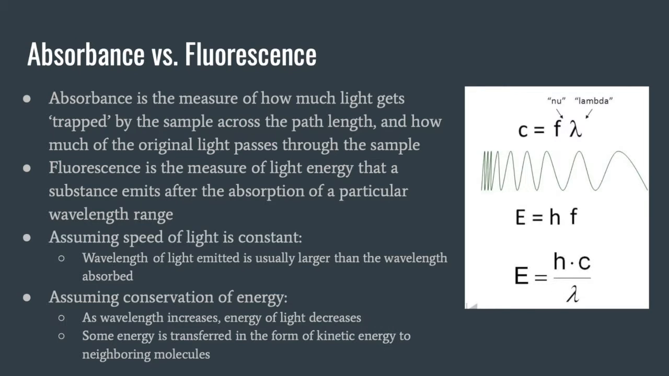Absorbance is the measure of how much light is trapped by a solution, and fluorescence is the measure of how much light energy a substance emits after the absorption of a particular wavelength. Also important to note is that the wavelength emitted is usually larger and thus has less energy. This loss of energy is due to the transfer of kinetic energy through neighboring molecules.